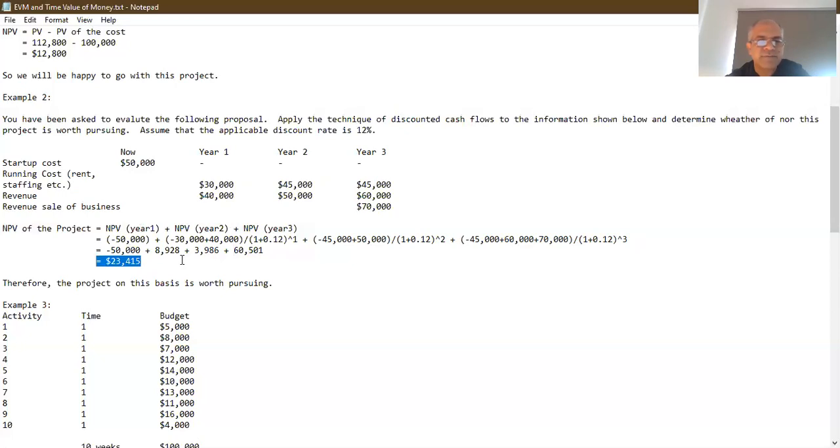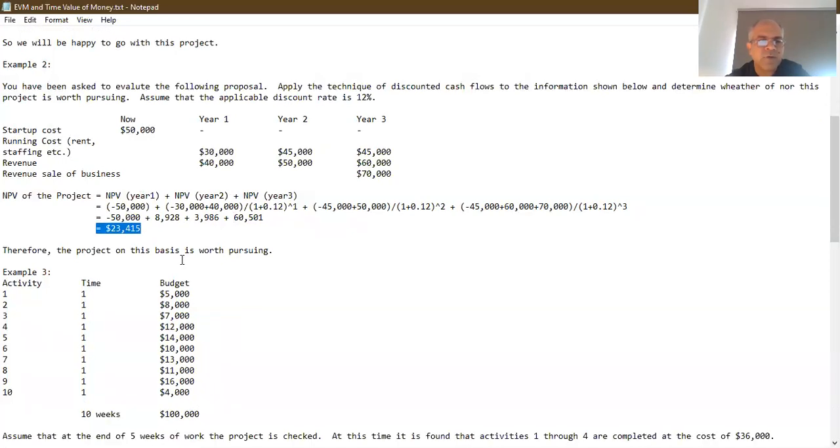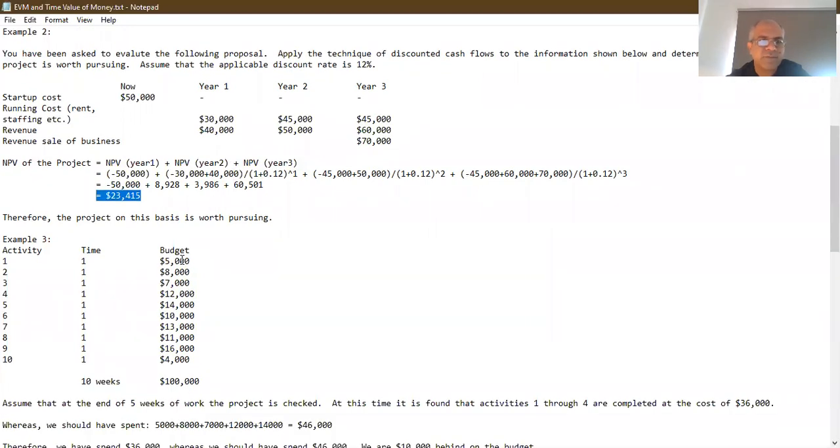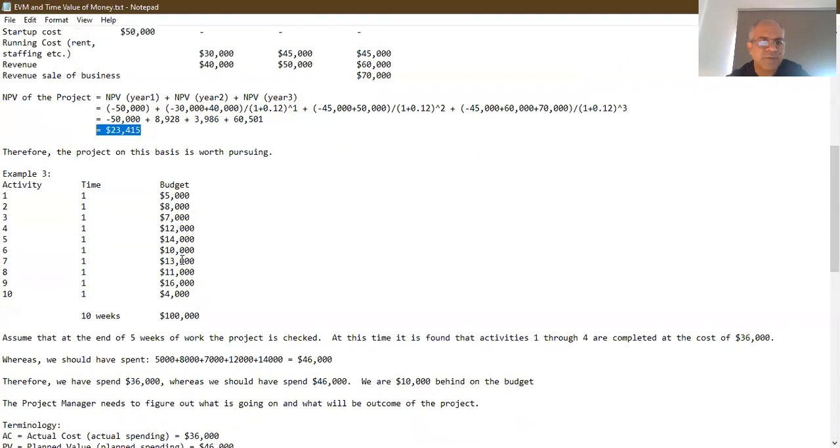So again, what's going on? How do we interpret this? So the 23,415 is greater than zero. So it's a positive figure. That means that this is a lucrative project and that we should pursue it, and we're going to be better off, right? So this is how we evaluate the second option, right?